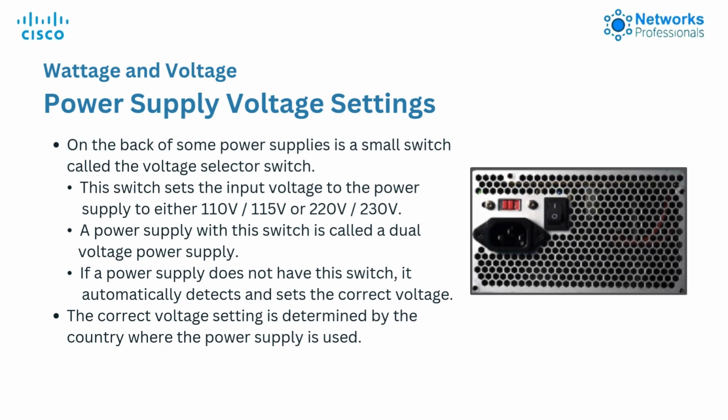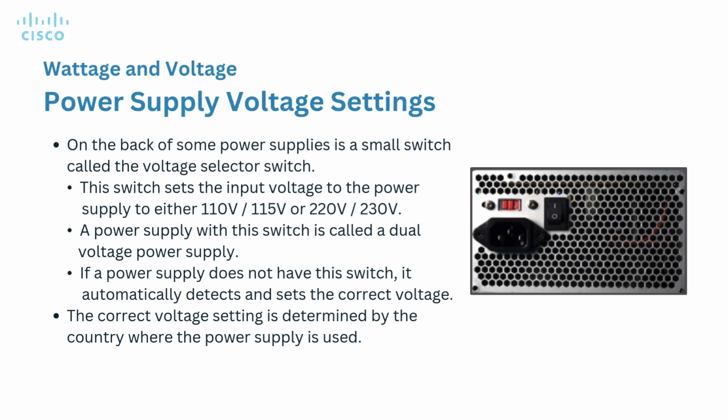Power supply voltage settings. On the back of some power supplies is a small switch called the voltage selector switch. This switch sets the input voltage to the power supply to either 110 volts, 115 volts or 220 volts, 230 volts. A power supply with this switch is called a dual voltage power supply. If a power supply does not have this switch, it automatically detects and sets the correct voltage. The correct voltage setting is determined by the country where the power supply is used.